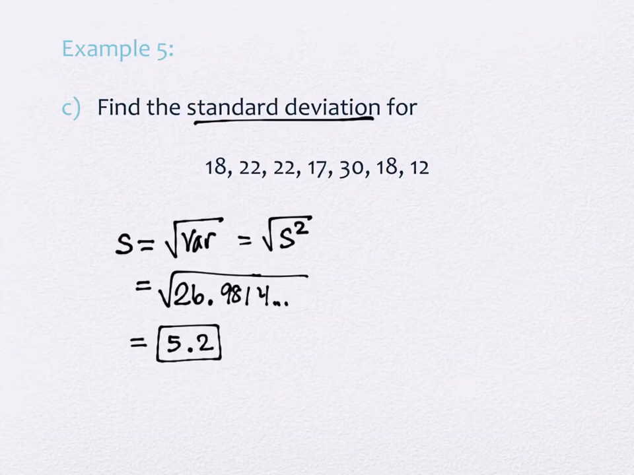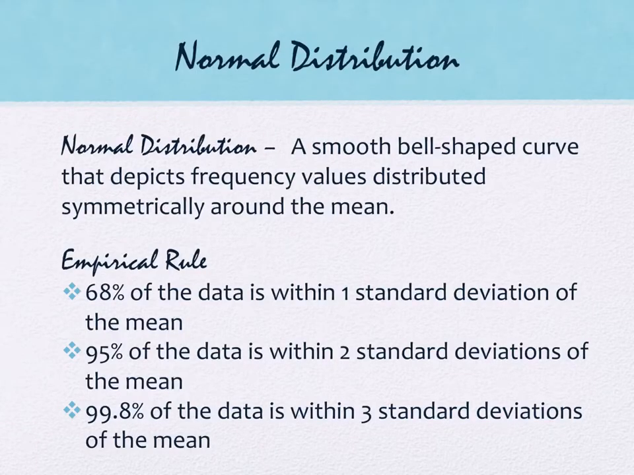Okay, so all of this is actually building up to what are called normal distributions. A normal distribution is a smooth bell-shaped curve that depicts frequency values distributed symmetrically about the mean. Normal distributions typically occur with large data sets. There is no reason to expect a normal distribution if your data set is small.